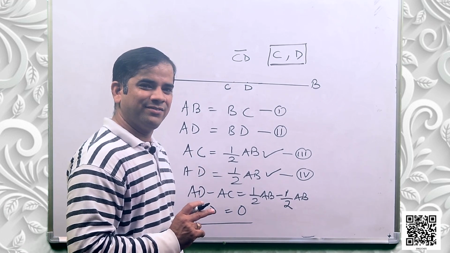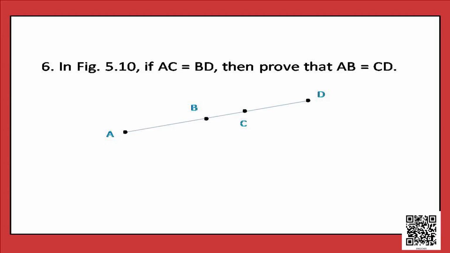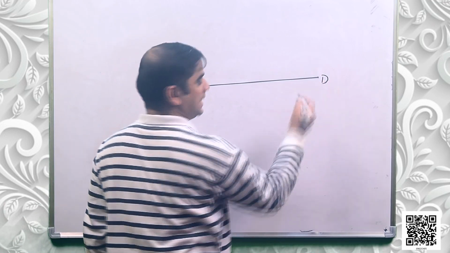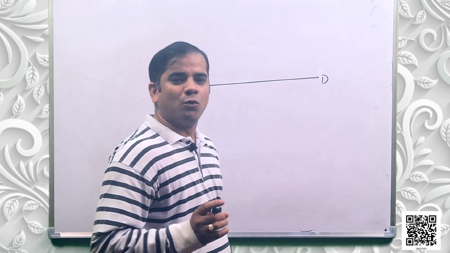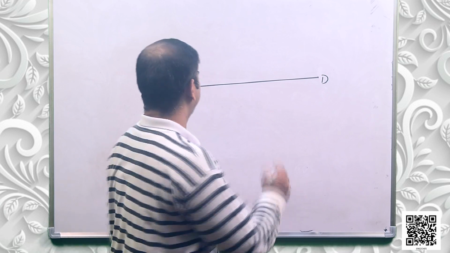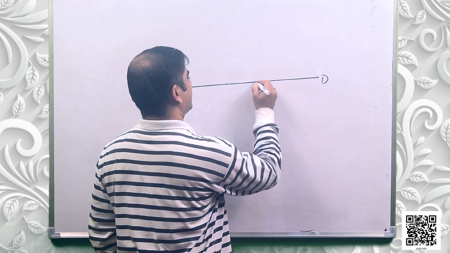Understood? Students, let us discuss question number 6. In figure 5.10, as per your book, if AC is equal to BD, then prove that AB is equal to CD. Let us draw the diagram first. There is a line segment AD. Two more points are there on line segment AD. One is B, another is C.